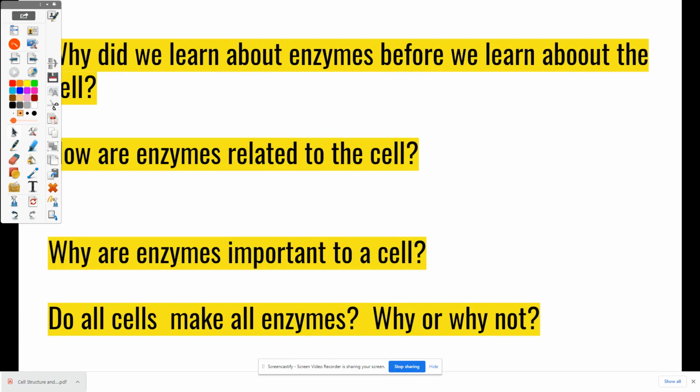So why did we start this unit with enzymes? This is the cell unit. Well, we started it because remember, enzymes are proteins. Where do proteins get made? If your organelle is a ribosome, you know the answer to this question. The ribosome is what makes proteins. Well, so ribosome is an organelle in a cell, so cells make proteins.